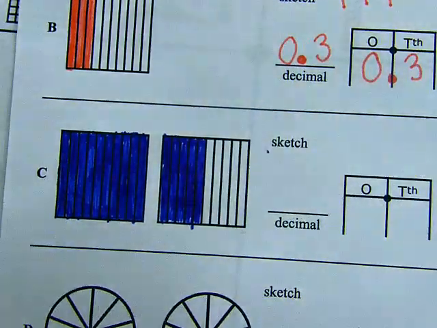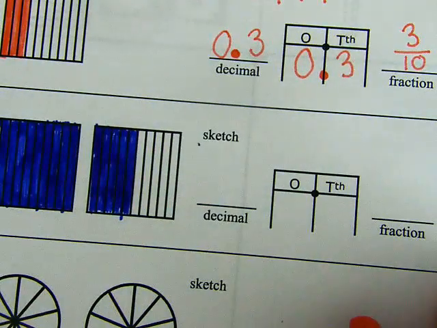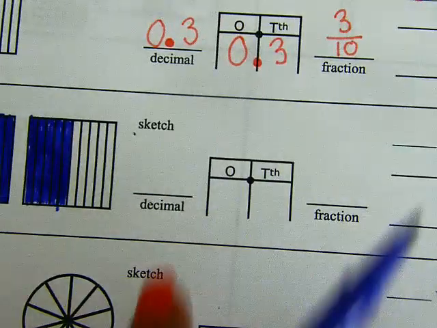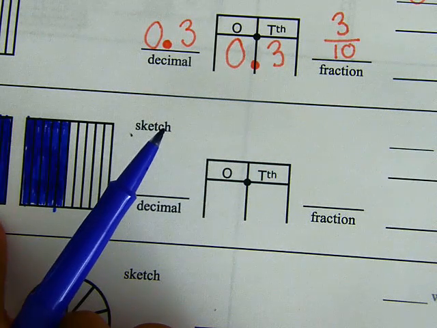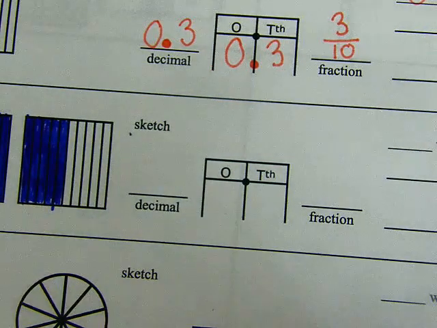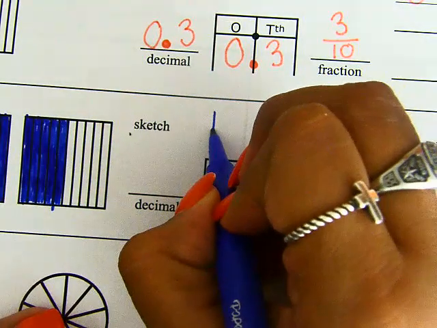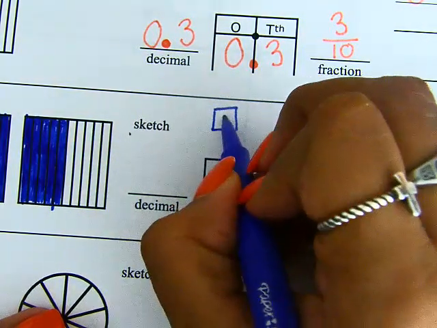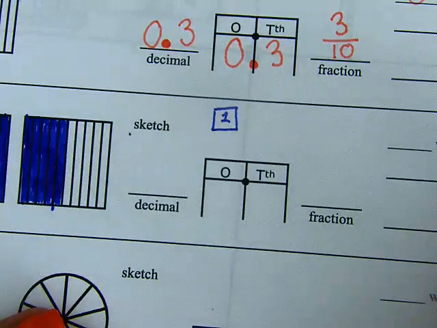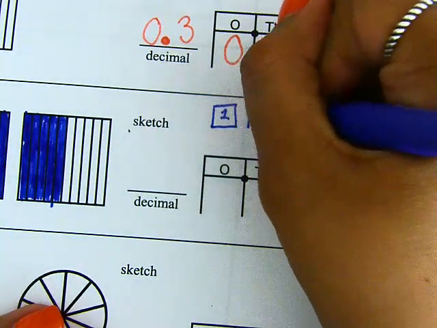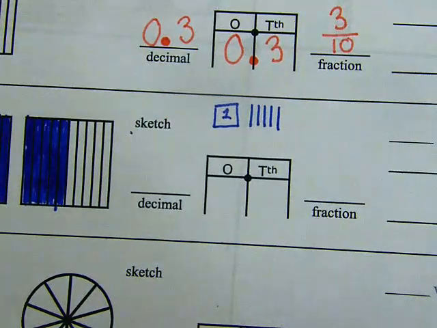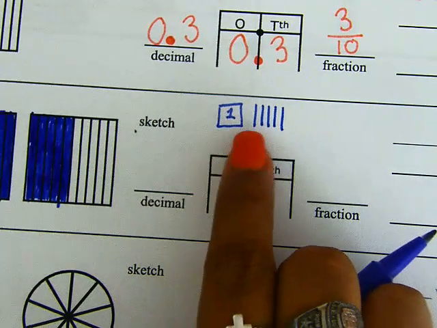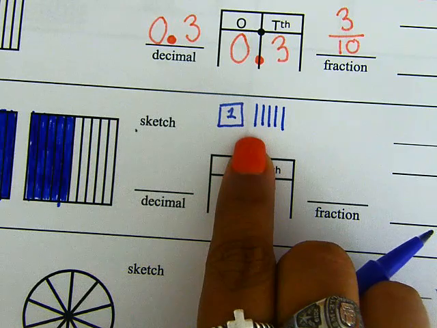Okay, so I'm going to leave it like that. My 1 and 5 tenths. So now I'm going to sketch. What did I have here? I had 1 and 5 tenths. So right here, I'm going to draw a flat because this represents my 1 whole. And I have 1, 2, 3, 4, 5. And I had my 5 rods. 1 whole and 5 rods.